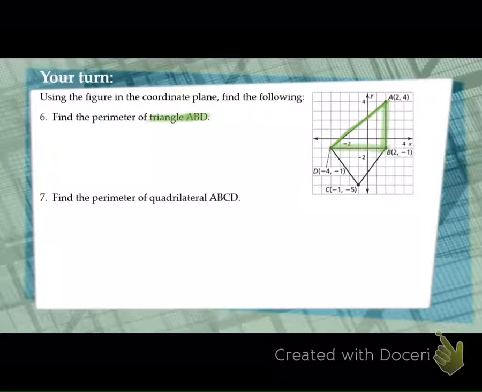So, is that a right triangle? Yeah, so since it's a right triangle, we can use the Pythagorean theorem, which is a squared plus b squared equals c squared.